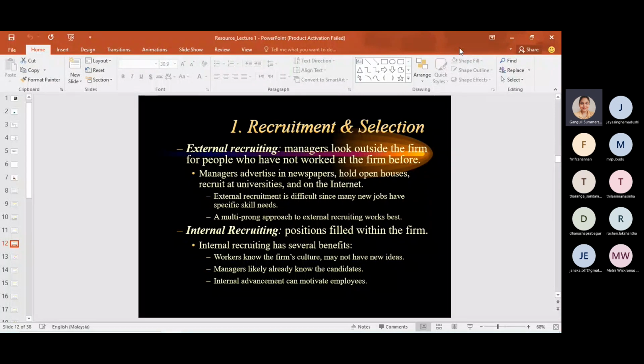So in external recruiting, you are hiring people from the outside environment, and internal recruiting means you are hiring people from your company itself. Okay, so for example, let's say you have a senior manager position at your organization. Let's say you have a senior manager vacancy in your company.